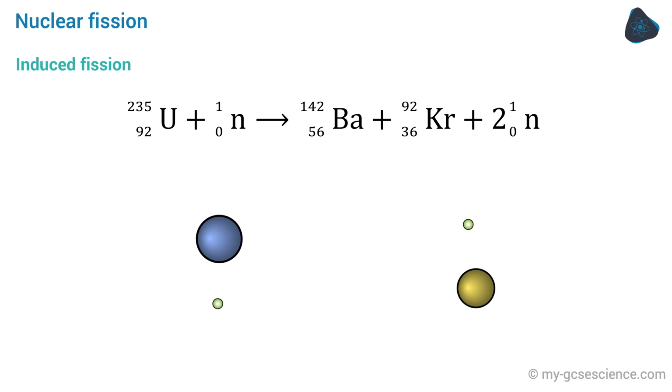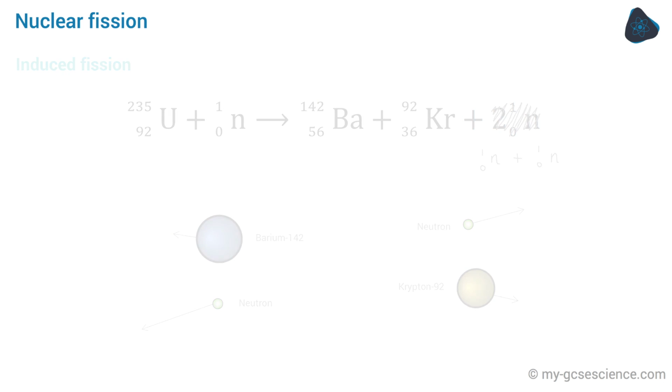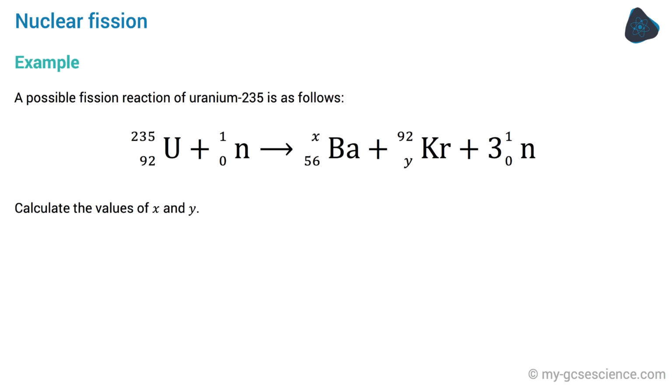It breaks up into 2 lighter nuclei, barium and krypton, and 2 neutrons. Note that the 2 here just tells us that there are 2 neutrons released. We could have written this instead, but it would have taken up more space. We can see another possible fission reaction for uranium-235 in this example.